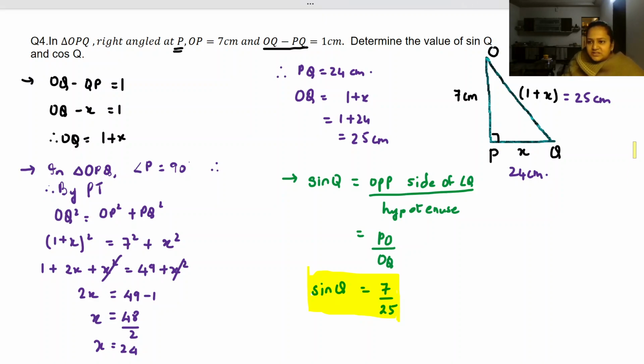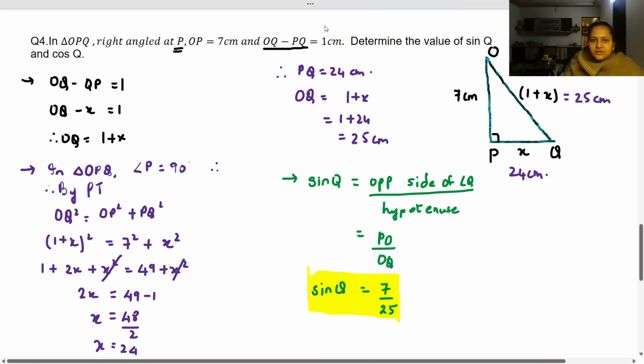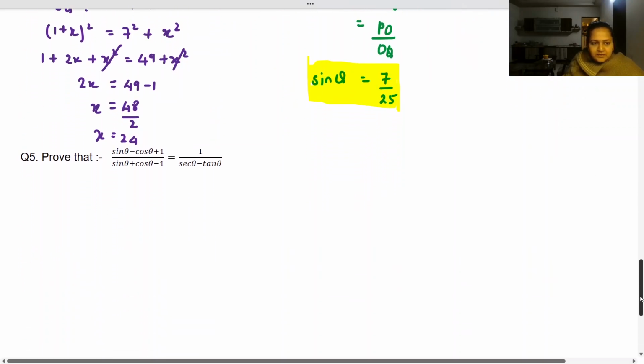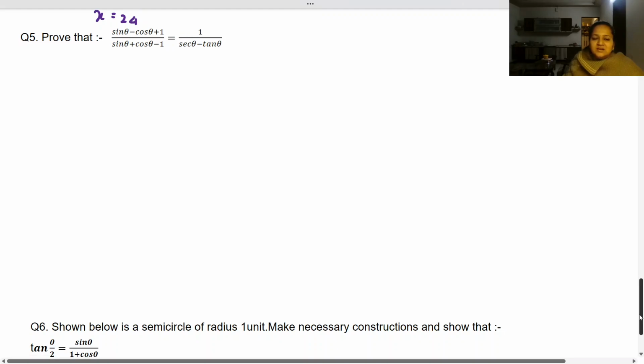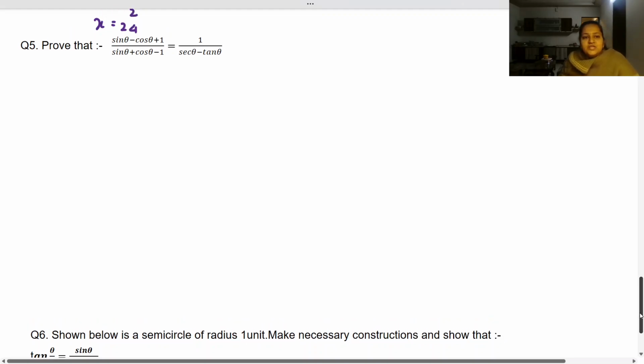Fine. Moving on with the next question. Let's quickly move with the next question, which is prove that. Now, this question of prove that using identities.